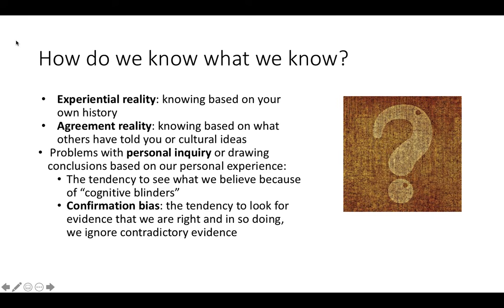So how do we know what we know, though? We have what's known as experiential reality and agreement reality. Experiential reality is knowing based on your own history. How can you apply those schemas that you've developed from the past to influence you? Agreement reality is knowing based on what others have told you or cultural ideas.